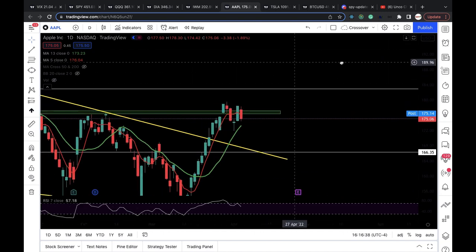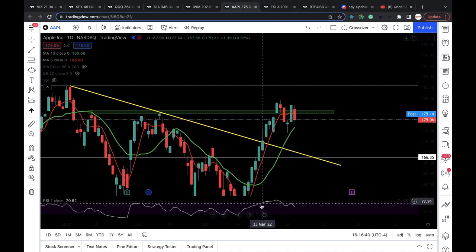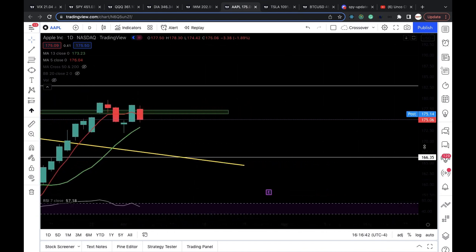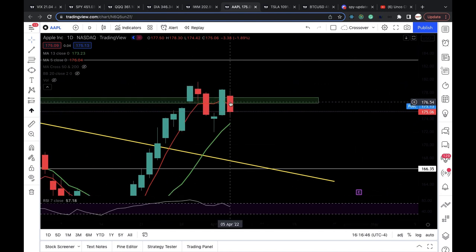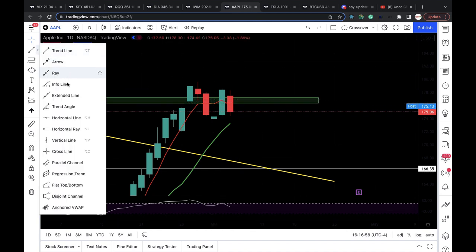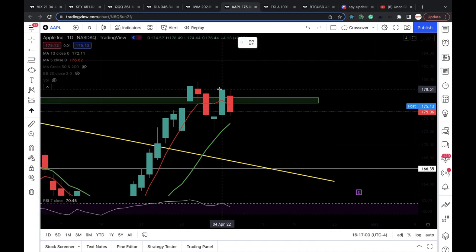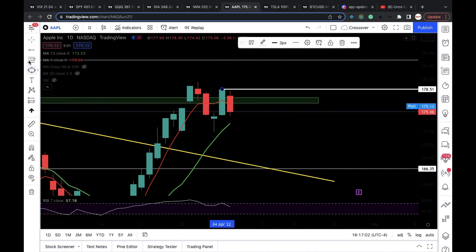Apple, another red day for Apple. However, this is an inside day candle. These setups don't always come up, but when they do, I definitely like to trade them. This is the child candle, this is the mother candle. An inside day candle is when the current day candle is fully engulfed by the previous day candle. That's all it is.